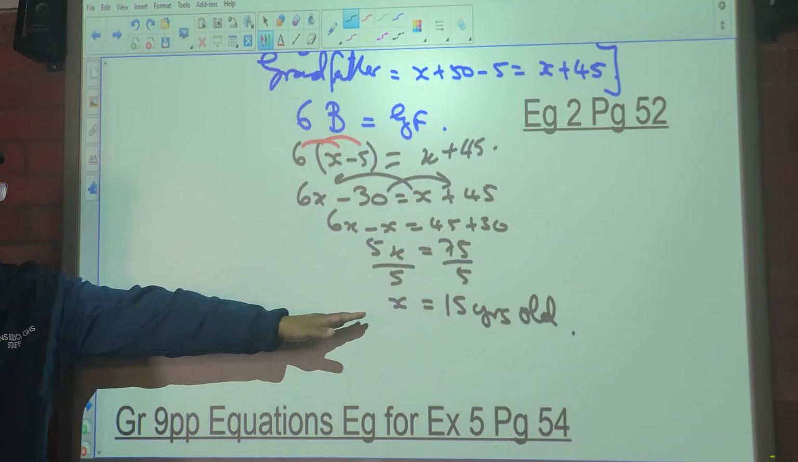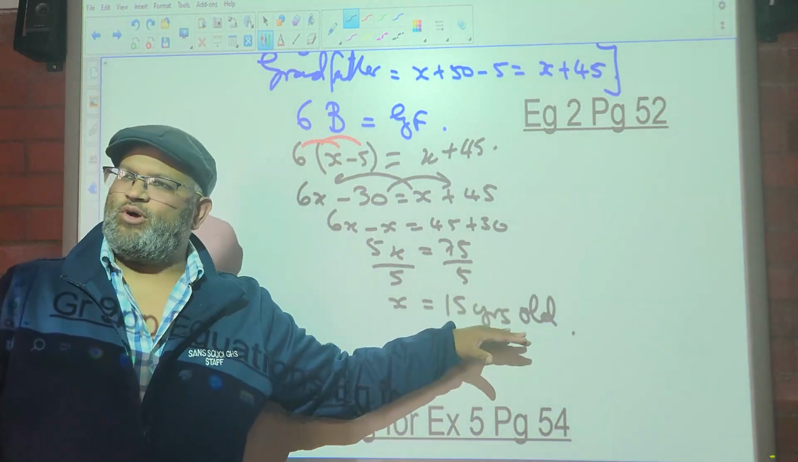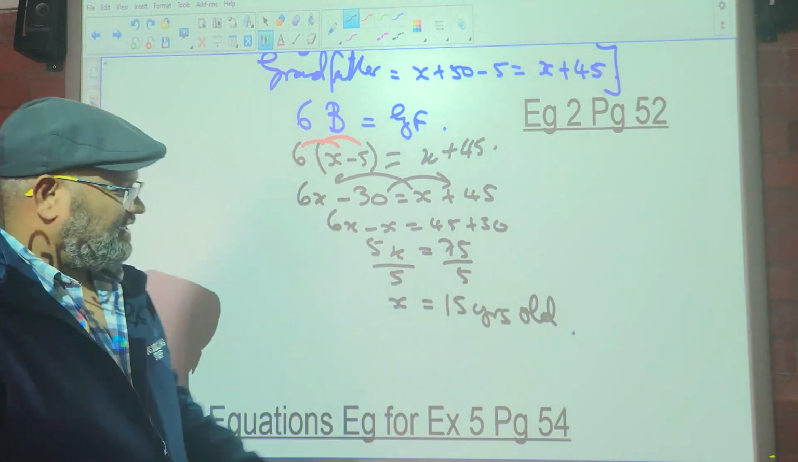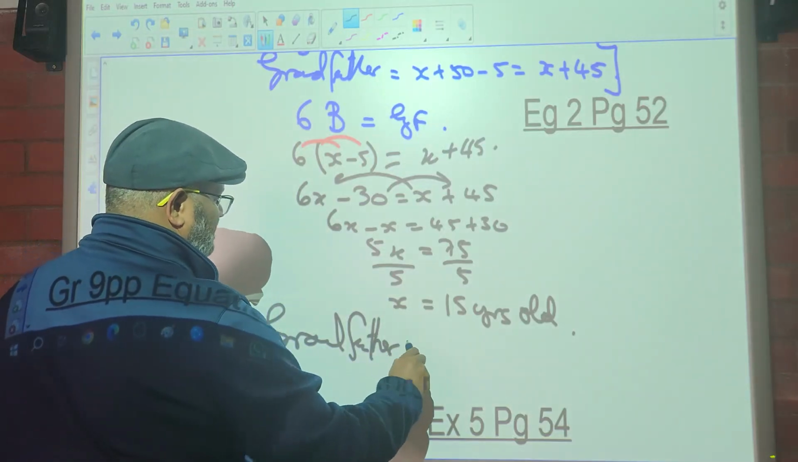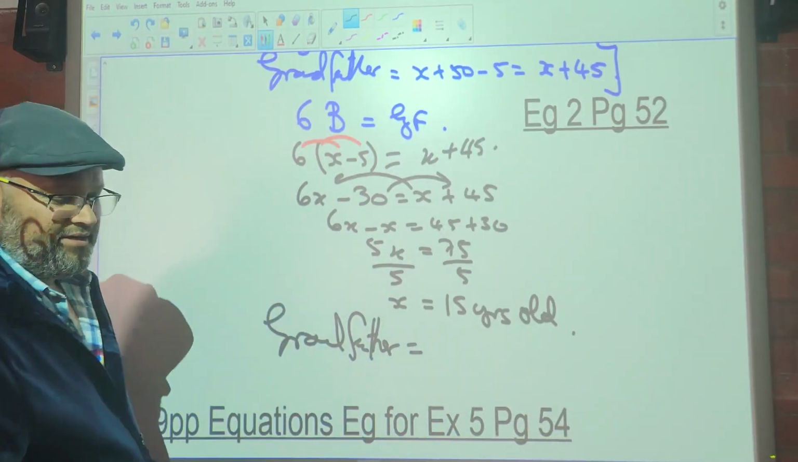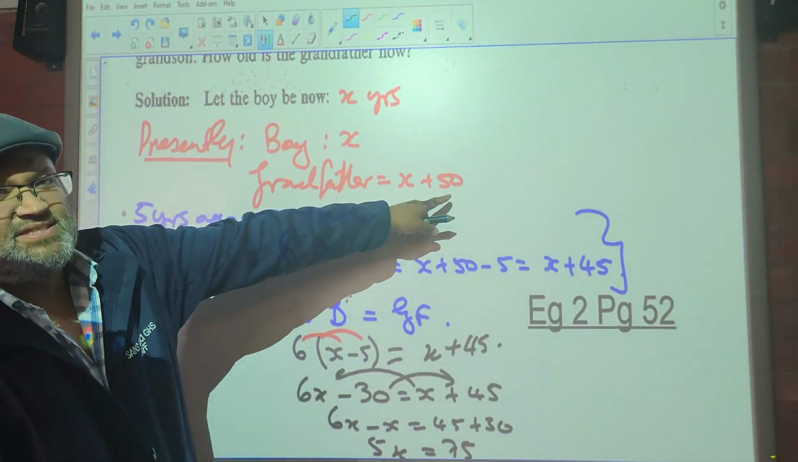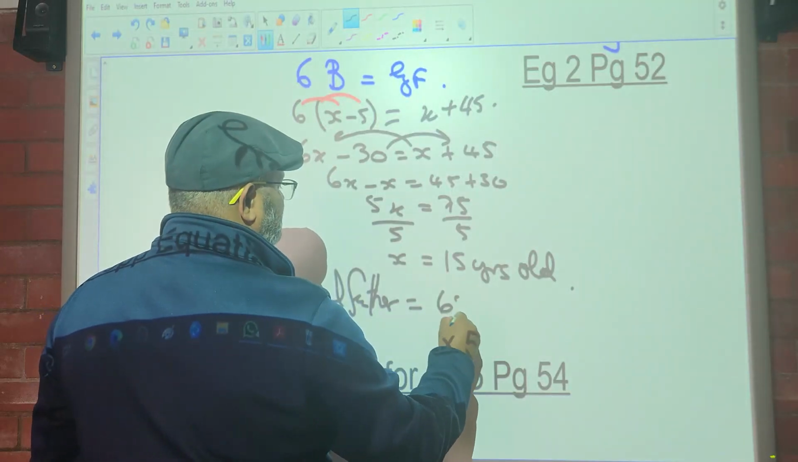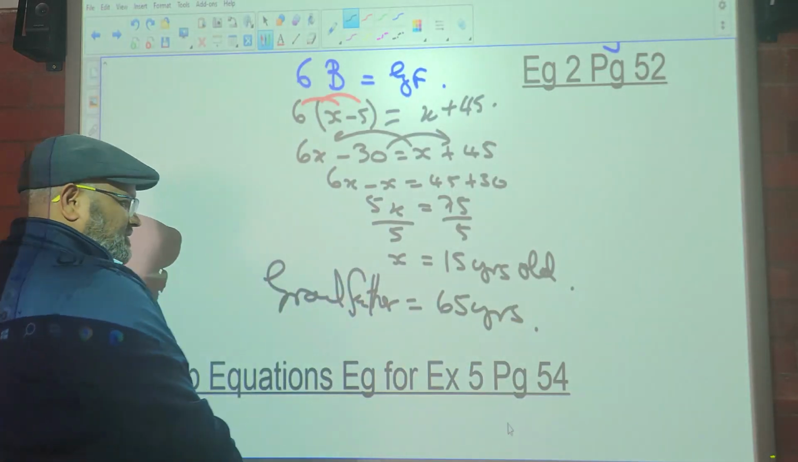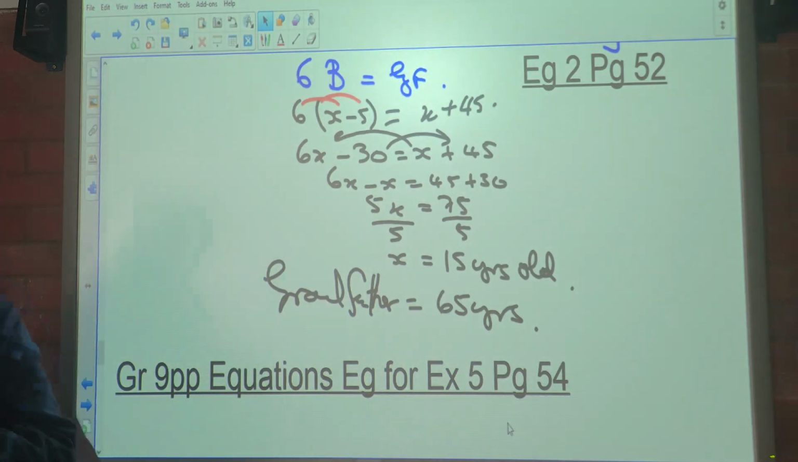Right, but anyway, so presently the boy is 15 years old. And the grandfather? The grandfather is presently x plus 50, which makes the grandfather 15 plus 50, which is 65 years. Okay. People, do you see any confusion there? Easy, no? It's easy if you see somebody else do it.